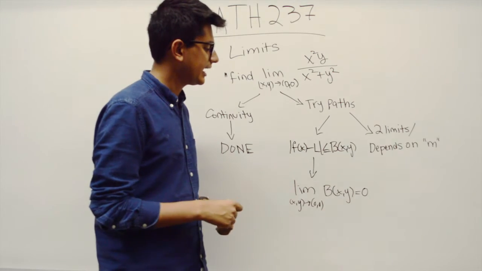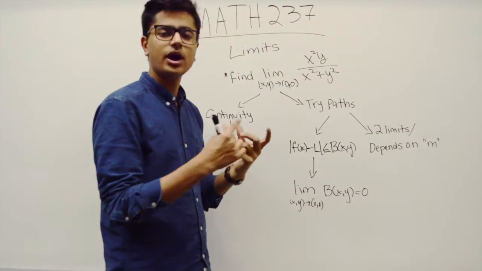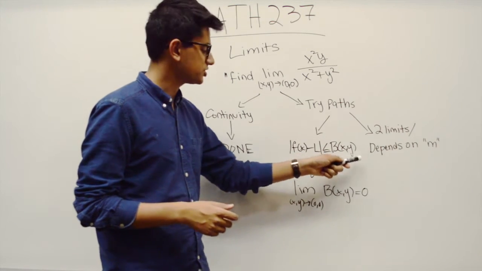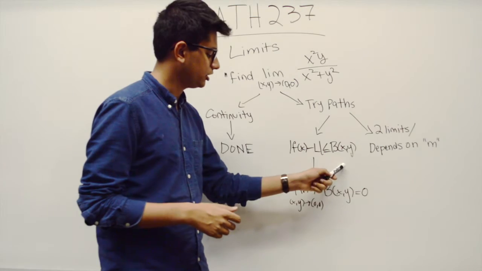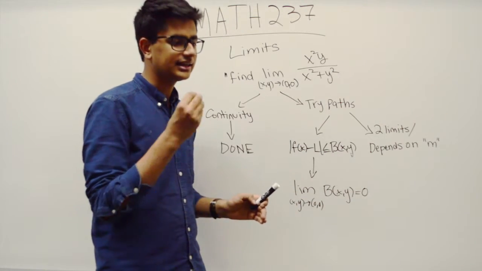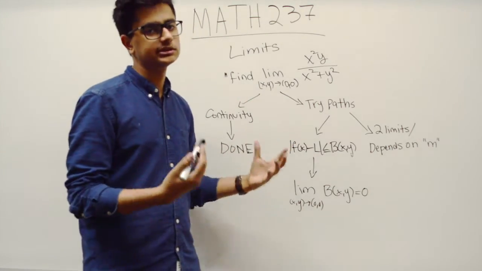You state the limit, and you find an inequality. You find a function b of xy, which will require some manipulation, which is smaller than the absolute value of f of x minus L. Find its limit, and if it is 0, the limit exists, and it is what you assumed it to be. So that is essentially what you need to know about limits.